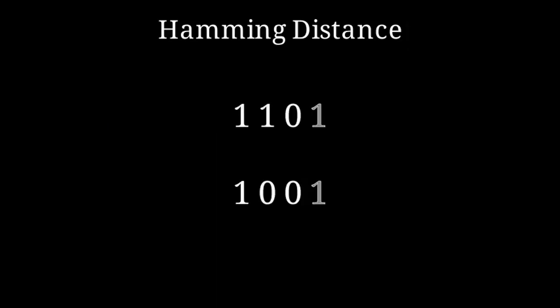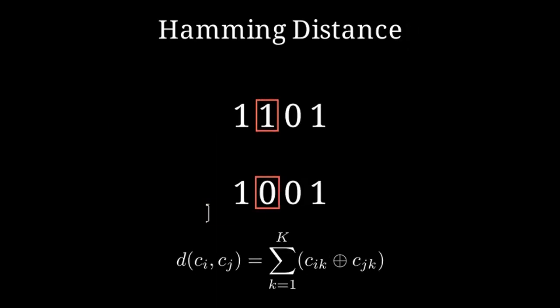To measure how distinct these code words are, we use Hamming distance. It's simply the number of positions where two binary strings differ. For example, the distance between 1101 and 1001 is 1, because only the second bit changed. The minimum Hamming distance, or d0, of a code is the smallest distance between any two distinct code words. This single number tells us exactly how many errors the code can handle.